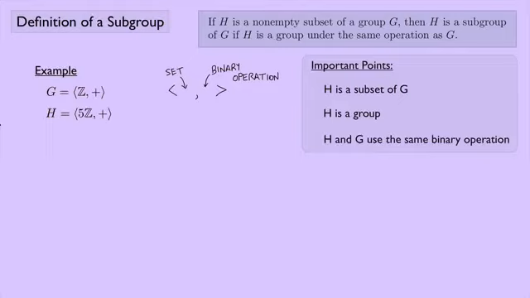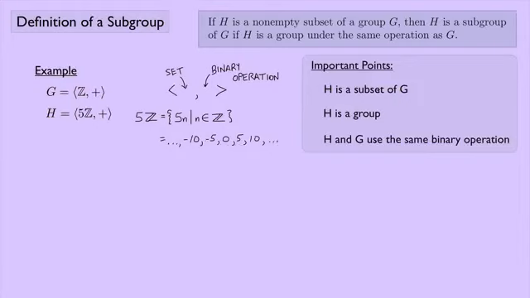And let's let H be 5Z under addition. If you remember what 5Z is, it's the set that consists of all things that look like 5n, where n itself is an integer. So to write a few of these out, I'll start at -10, and then -5, and then 0, 5, 10, and so on. Okay, so the question is: is H a subgroup?